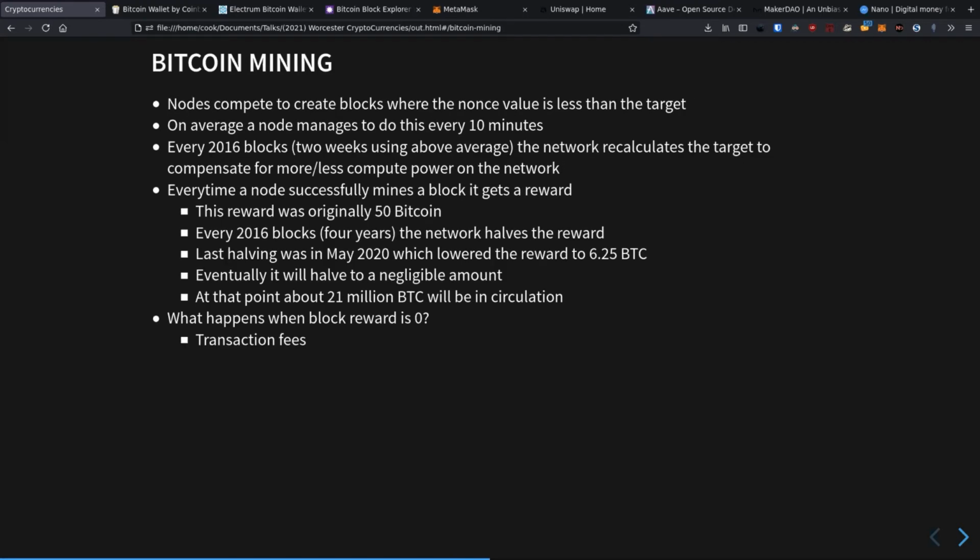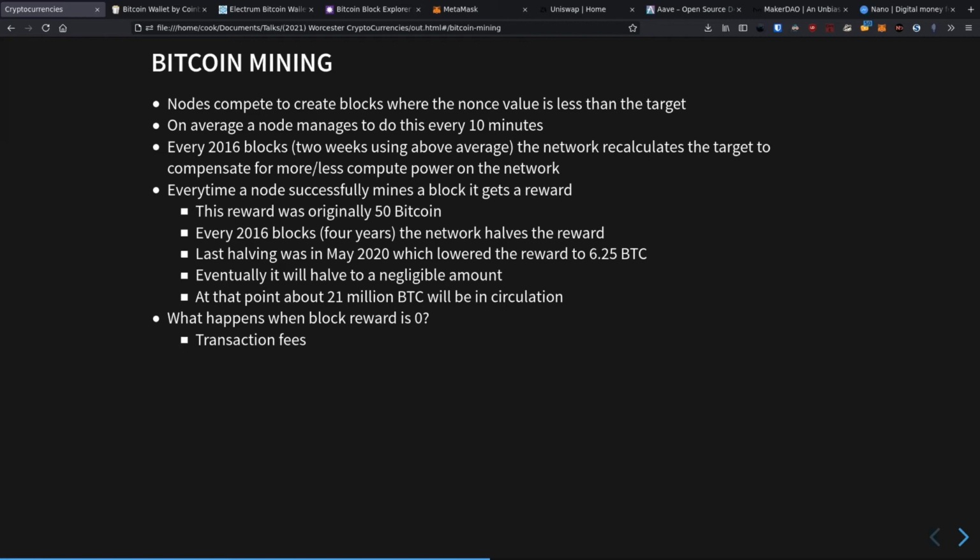So, mining. All of the nodes on the Bitcoin network want to gain rewards from mining blocks. And they do that by, as I said, changing the nonce value until the hash of the block is lower than the target number. On average, a node cracks the hash of the block every 10 minutes and is able to add a new block to the blockchain. So about every 10 minutes, a new batch of transactions will be added to the blockchain.